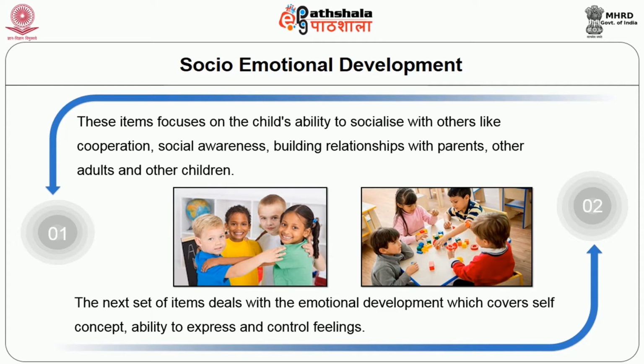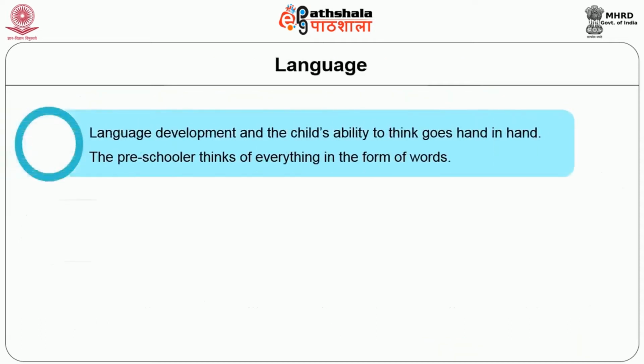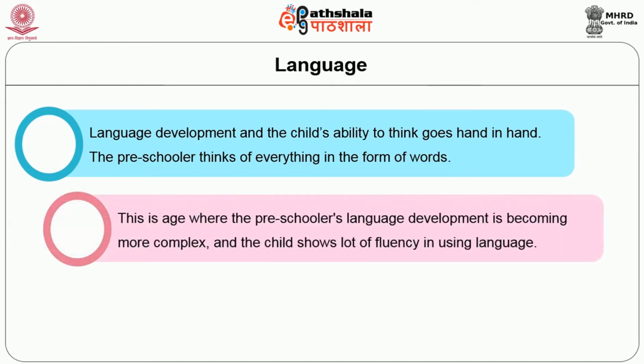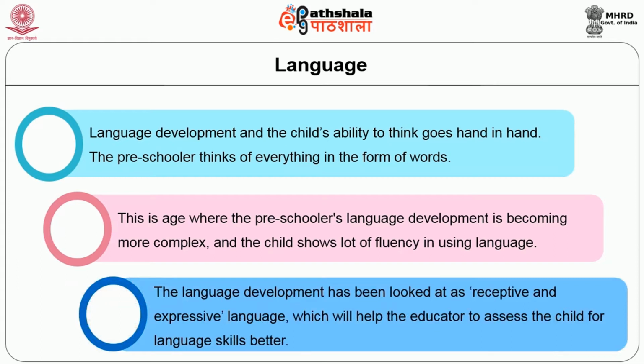Language. Language development and the child's ability to think go hand in hand. The preschooler thinks of everything in the form of words. This is the age where the preschooler's language development is becoming more complex and the child shows a lot of fluency in using language. The language development has been looked at as receptive and expressive language, which will help the educator to assess the child for language skills better.